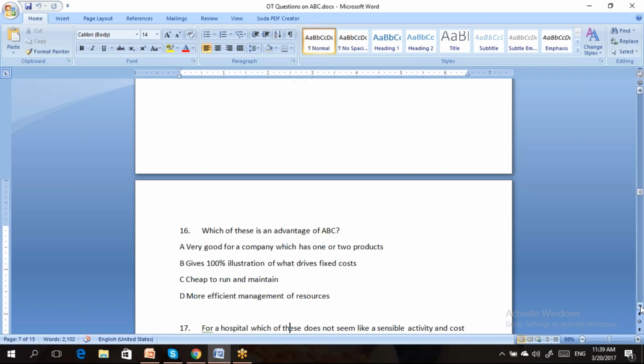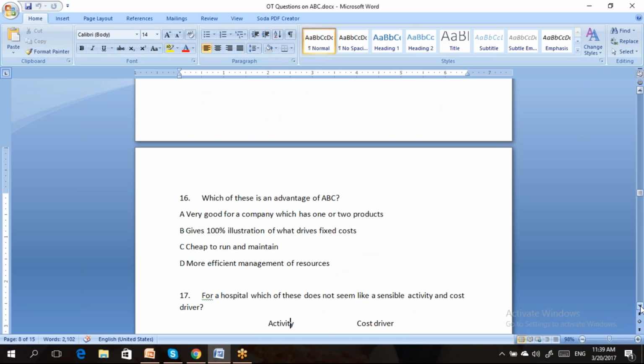16. Which of these is an advantage of ABC? Very good for a company which has one or two products. Doesn't matter whether it's one or two products, right? In fact, it is better when you have more products. Gives 100% illustration of what drives fixed cost, not really, right? It doesn't give 100% illustration. Some of the things, like in the earlier question we saw, there is no driving of a fixed cost. Cheap to run and maintain, no, that is wrong. It is very expensive. More efficient management of resources, that is the right answer, and that is what you have given.